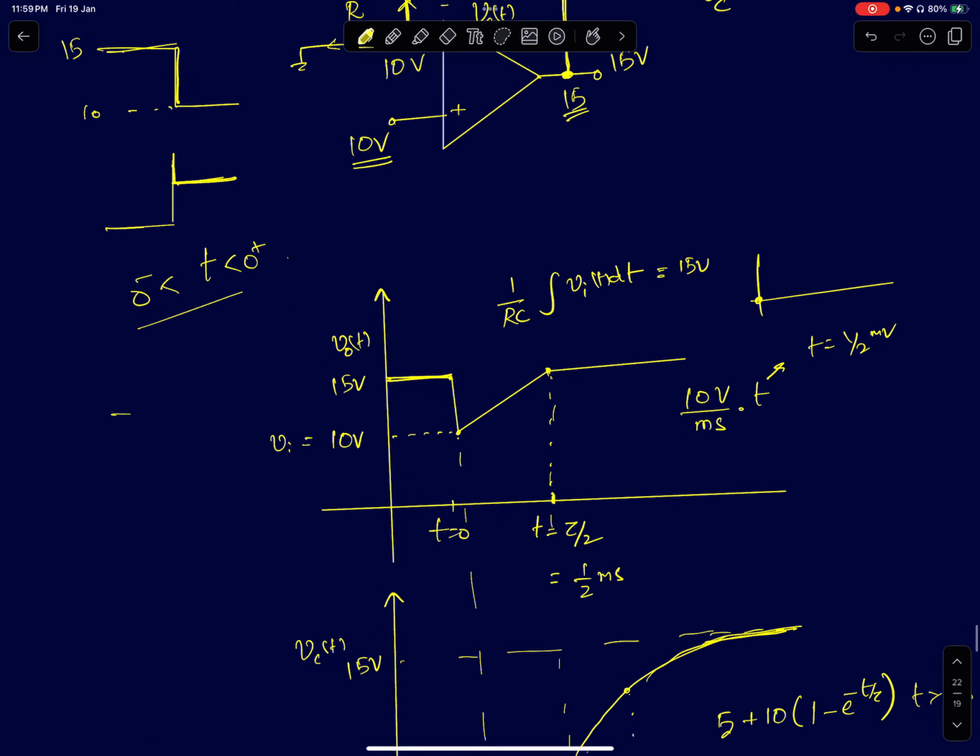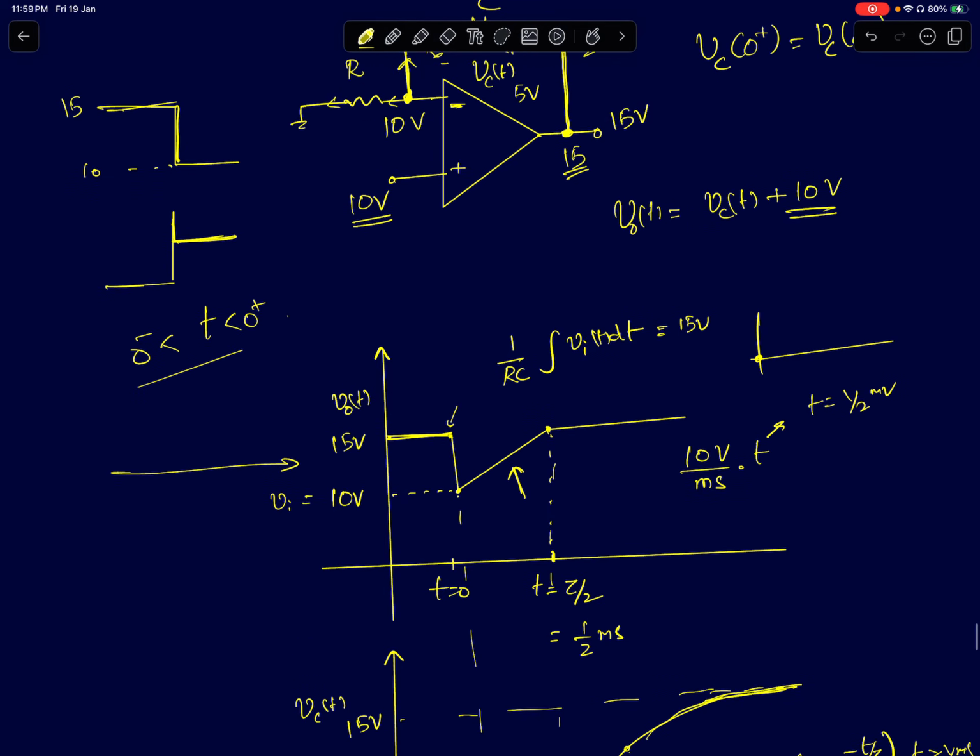So this is the output voltage of the op-amp. It goes from 15 at t equal to 0 to 10 volts. And then increases linearly because this increase is happening because of the capacitor voltage. So the op-amp output V0 is nothing but the capacitor voltage plus the resistor voltage, which is 10 volts here. The resistor's voltage is 10. So this is your output voltage.